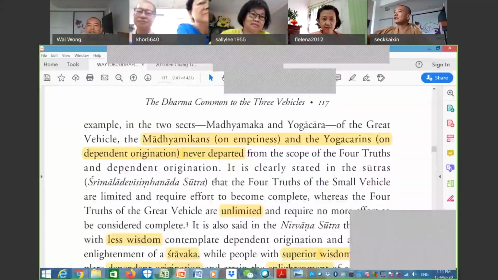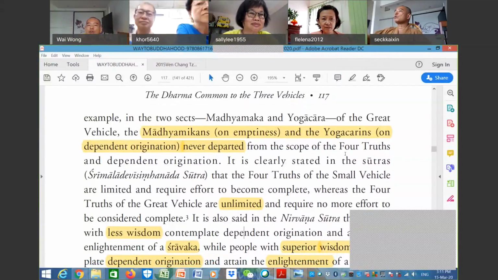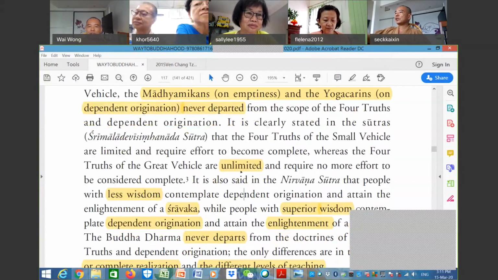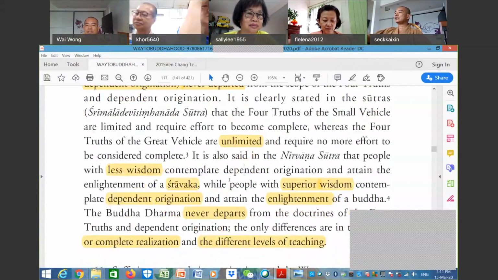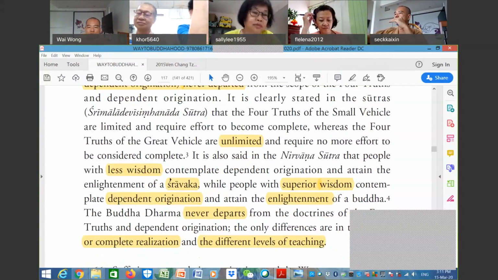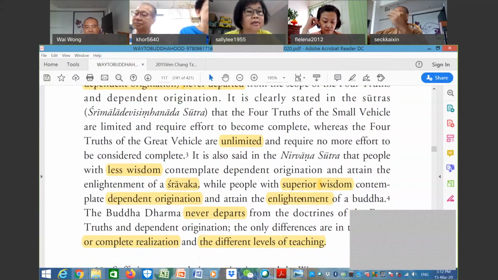Okay, so let's take a look here. Yogacara, they also never depart from the scope of the Four Truths and dependent origination. Okay, then we take a look and say, the Four Truths of the Great Vehicle are unlimited. But according to the Nirvana Sutra, they said the less wise will be the Sravaka, and with superior wisdom there will be dependent origination and attainment of enlightenment. The reason is Sravaka still have to depend on people to teach them, so they have less wisdom.